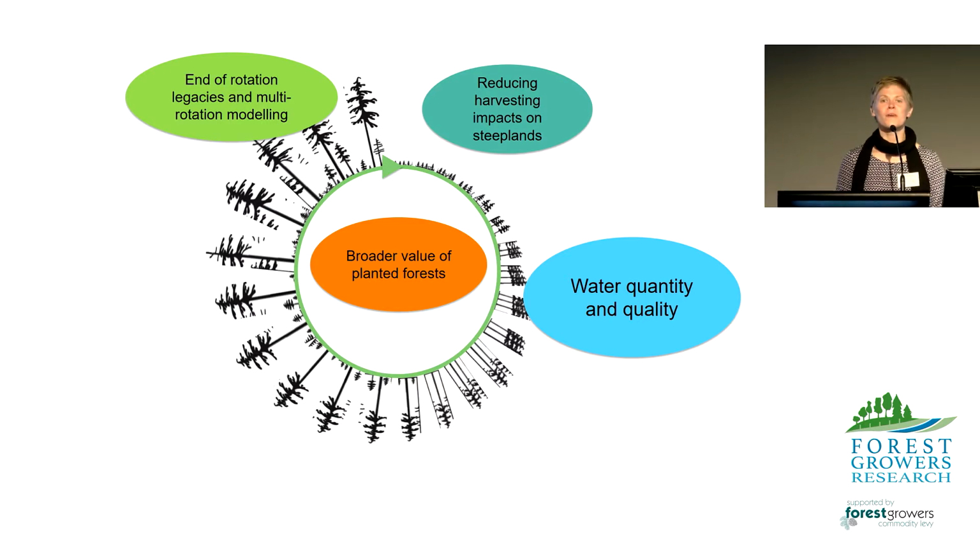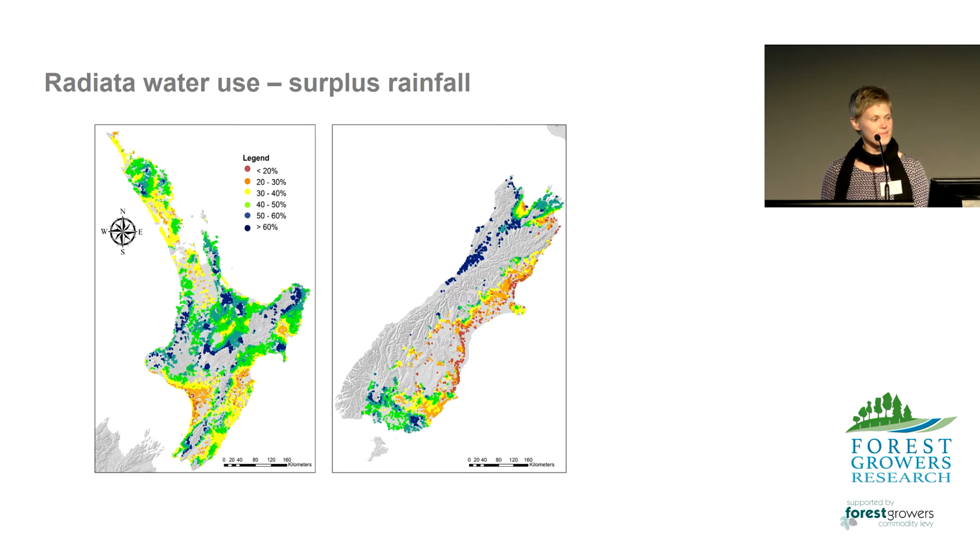So erosion is one thing we have to consider early on in the rotation around sustainability. Another thing we have to consider is water, both quantity and quality. One common misconception about radiata is that it uses all of the water available to it wherever you plant it. And of course, we know that this is incorrect.